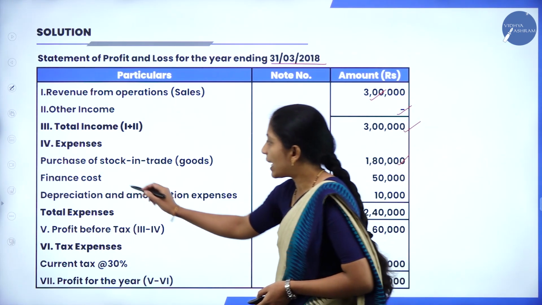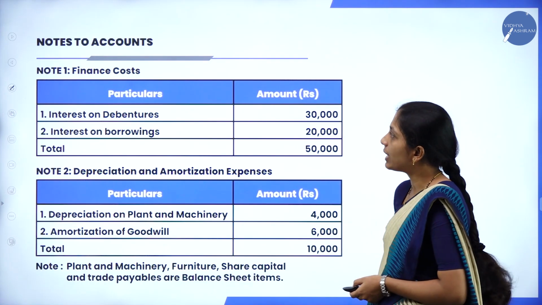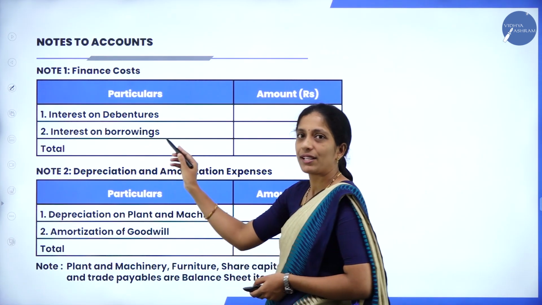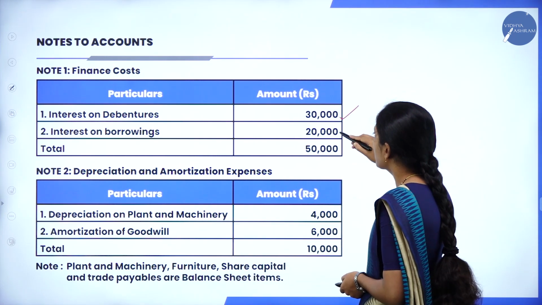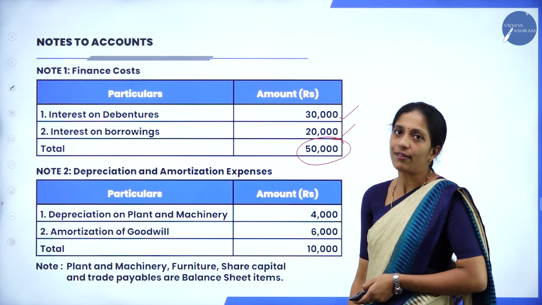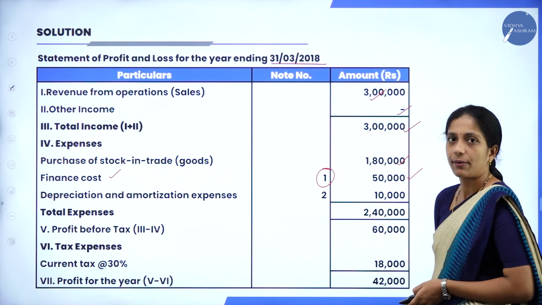Now come to this finance cost. I have written here, that is note number 1. Let us see the note now. So note number 1, finance cost, I have told you interest on debentures and interest on borrowings. That is 30,000 and 20,000. 50,000 comes under finance cost. So, we have to show note number 1, 50,000.